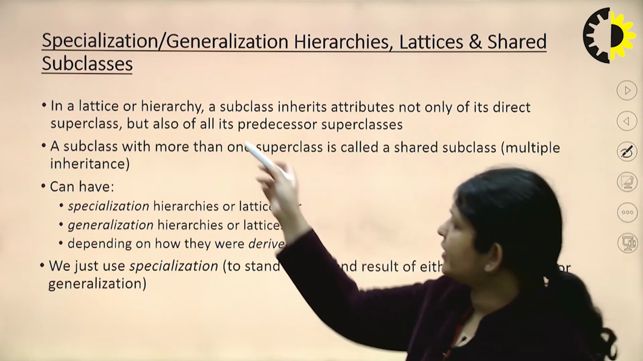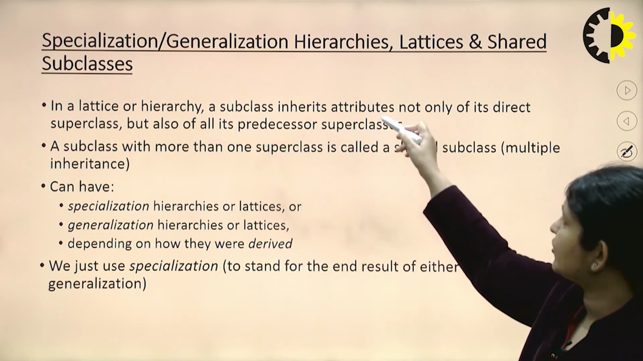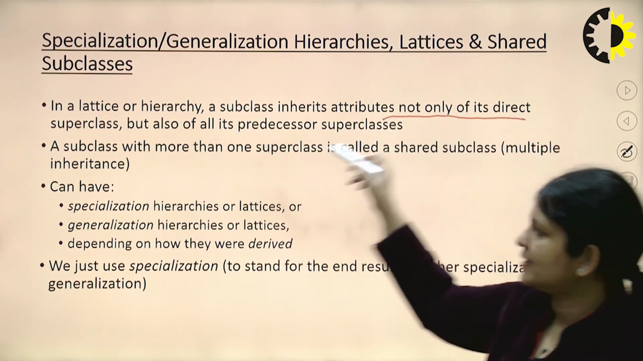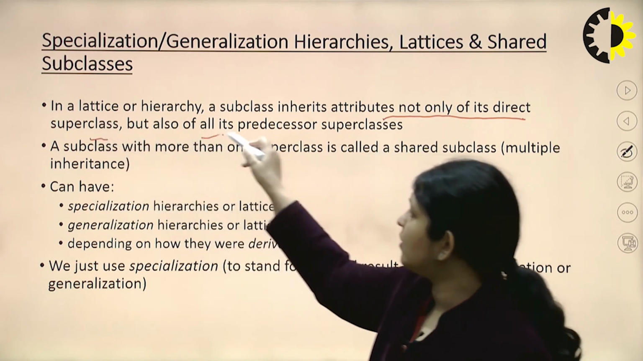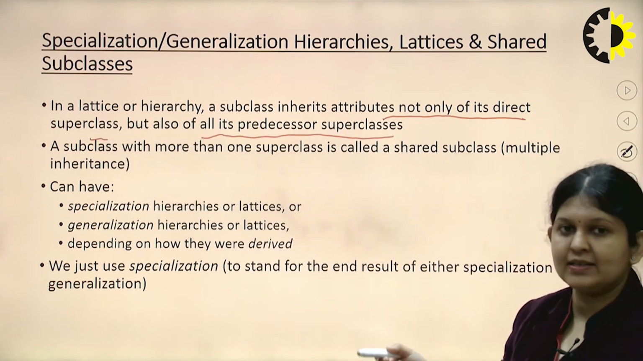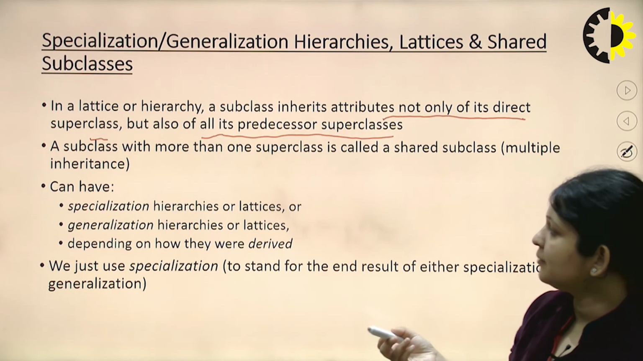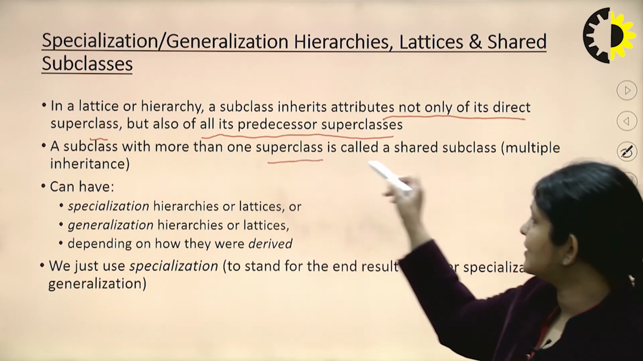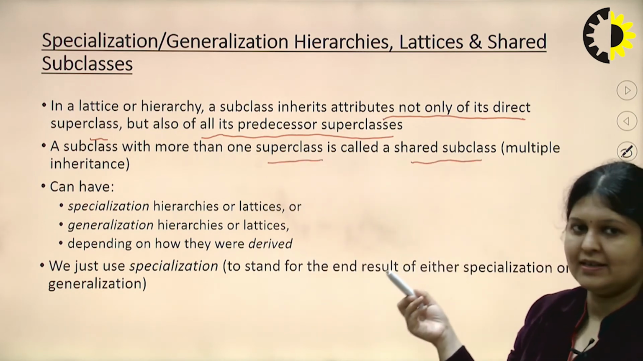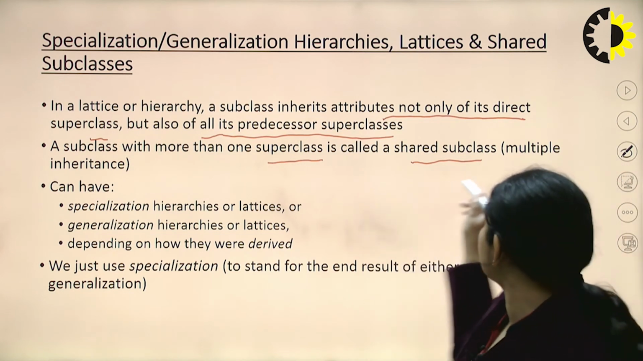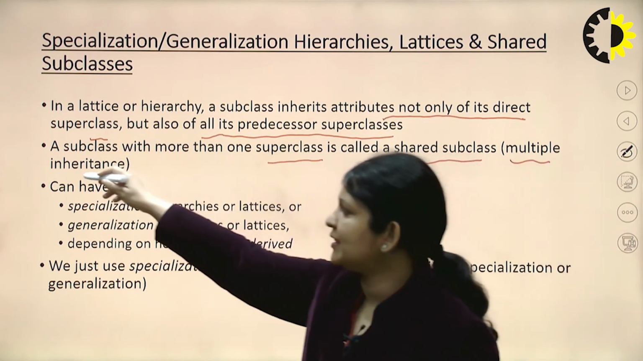In a lattice or hierarchy, a subclass inherits attributes not only of its direct superclass, but also of all its predecessor superclasses. A subclass with more than one superclass is called a shared subclass. That is multiple inheritance, and this is a very important concept. What is multiple inheritance?